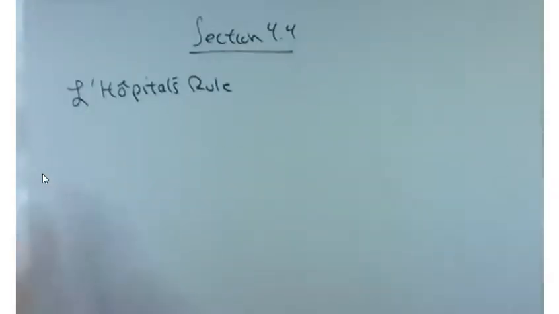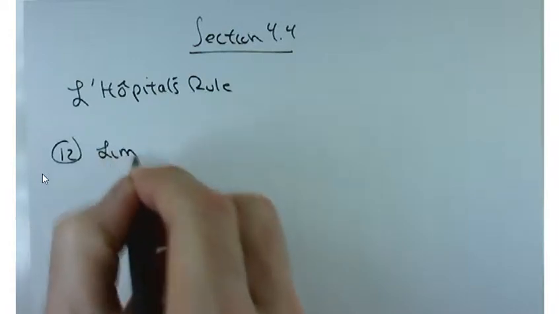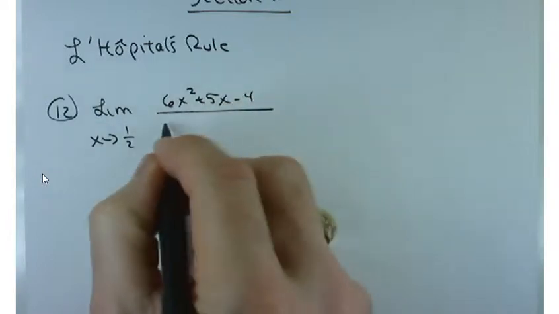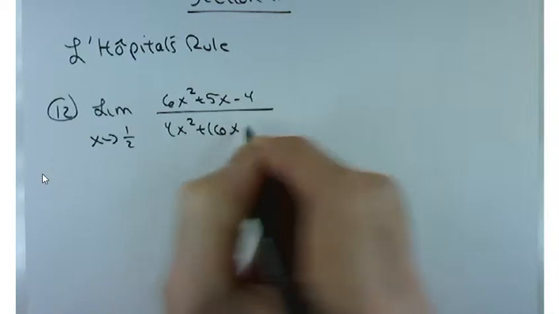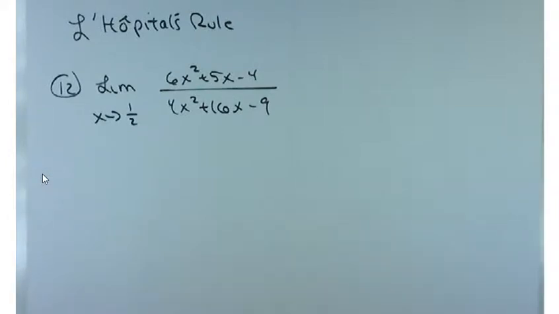All right, that was page 305. Let's start with problem number 12, and we'll do it a couple different ways. We've got the limit as x approaches 1/2 of (6x² + 5x − 4) over (4x² + 16x − 9). Now the one tempting thing is, it's 6 over 4. But why can't we just say it's 6 over 4 because the degrees are equal? How come I can't take that shortcut here?